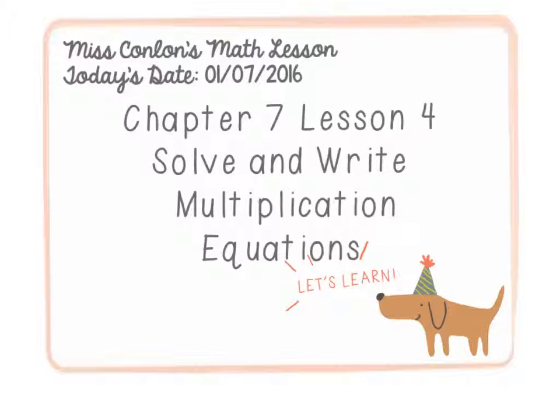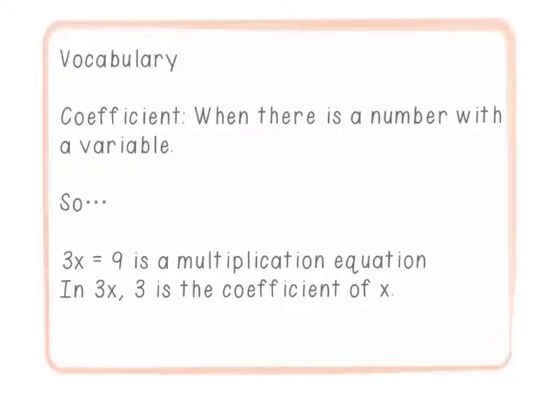For today's lesson, we have Chapter 7, Lesson 4, Solving and Writing Multiplication Equations. For vocabulary, we just have one word. The word is coefficient. Try and say that to yourself. Coefficient, coefficient, coefficient. What that word means is that whenever we have a number next to a letter, that number is called the coefficient.